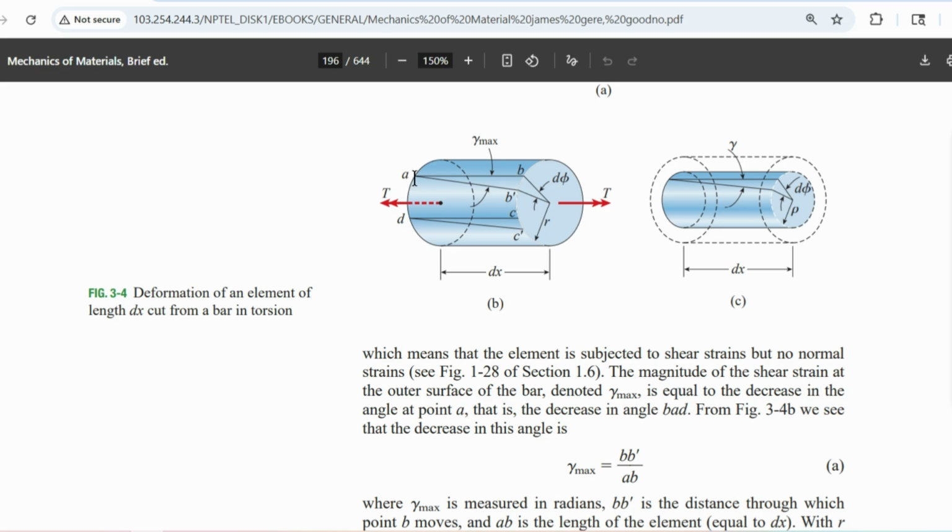The decrease in angle at point A. What are they talking about? That is the decrease in angle. Oh, there you go, BAD. So let's do this. So we have BAD. This is 90. And we get a decrease of that.